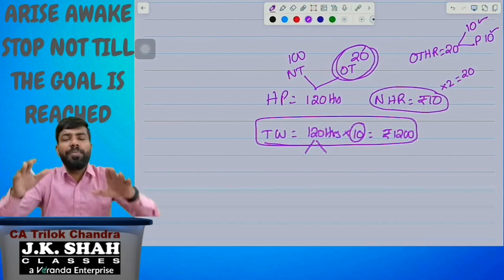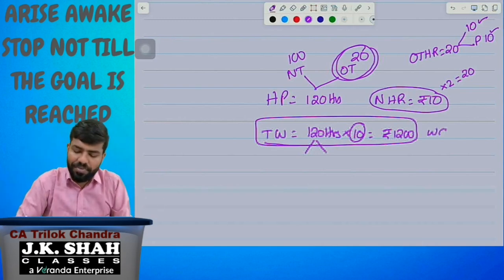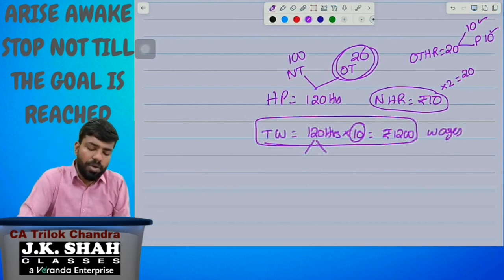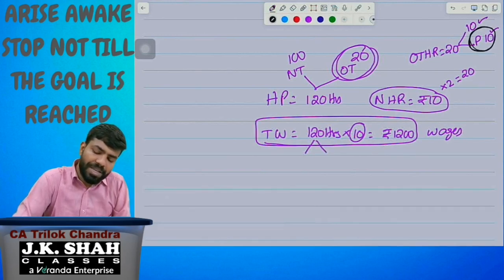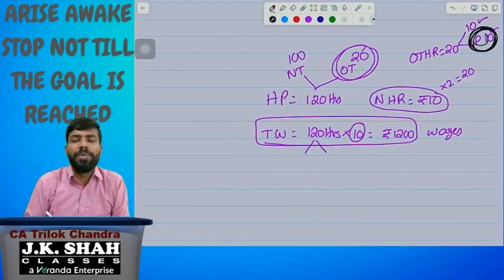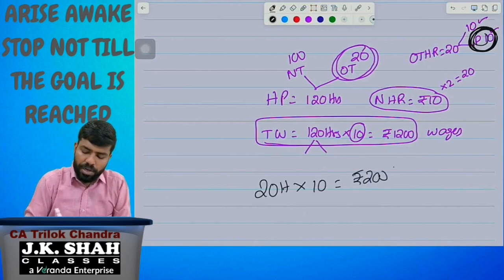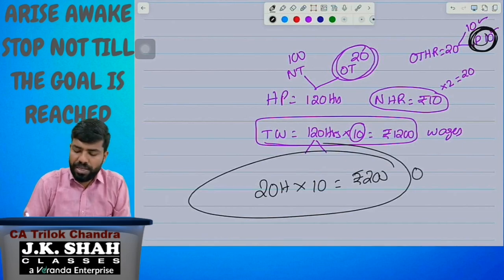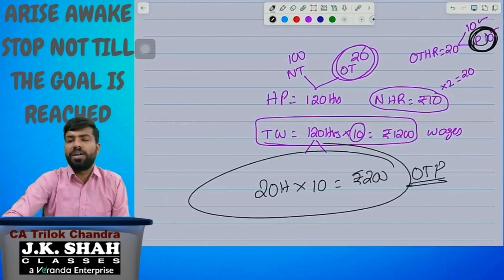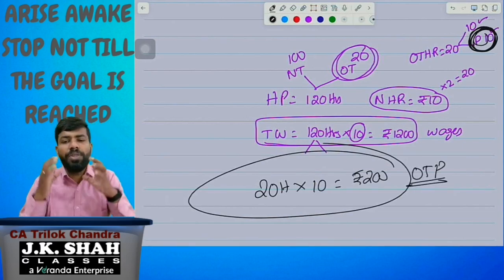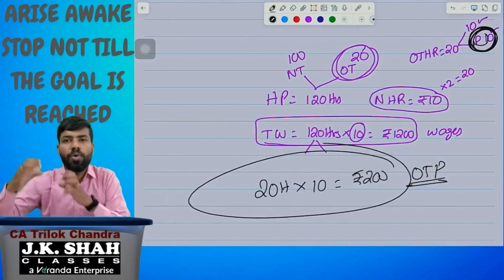The normal hourly rate will always be accounted as wages. Now the biggest question mark is how to account the premium. How much is the premium? 20 hours into 10 rupees, which equals 200 rupees. This is called the overtime premium. Now the discussion is how to account this overtime premium.